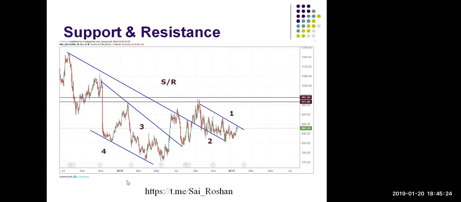We have to go to a lower time frame and then see. But yes, this is strong resistance as of now. That's number one, the first trend line. Now come to the second trend line. This is a little interesting.